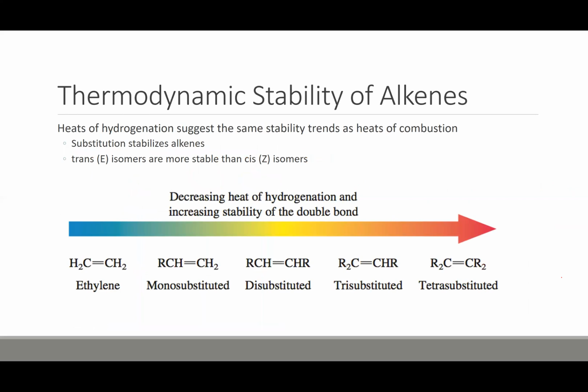This is the same stability trend we saw with heats of combustion. And again, exactly as I said, substitution stabilizes alkenes. And if you are trans, or the E form of a double bond, it's more stable than the cis or Z form of the double bond.